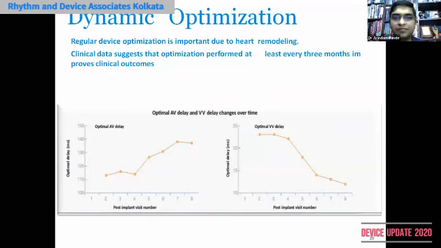Most of the modern CRT algorithms took note of this important finding that AV delay cannot be a fixed entity. So there is a need for dynamic optimization. Regular device optimization is important due to heart remodeling. Clinical data suggests that optimization performed at least every 3 months improves the clinical outcome.